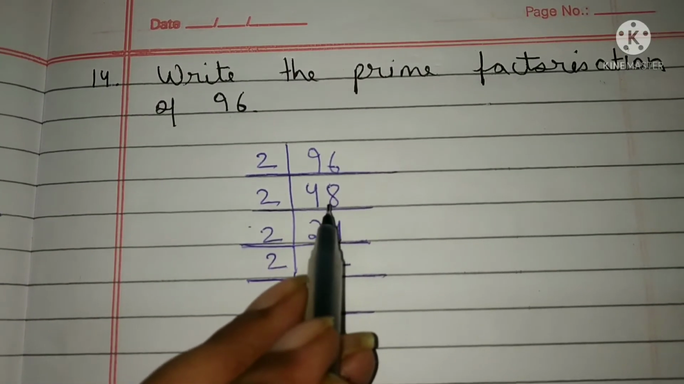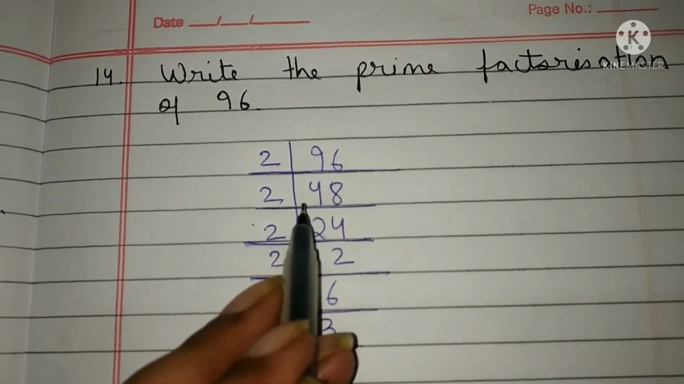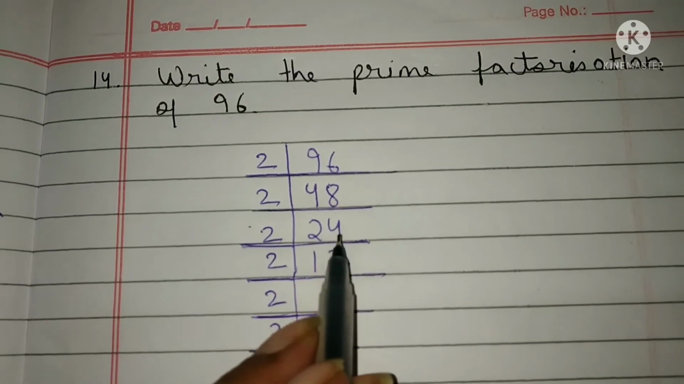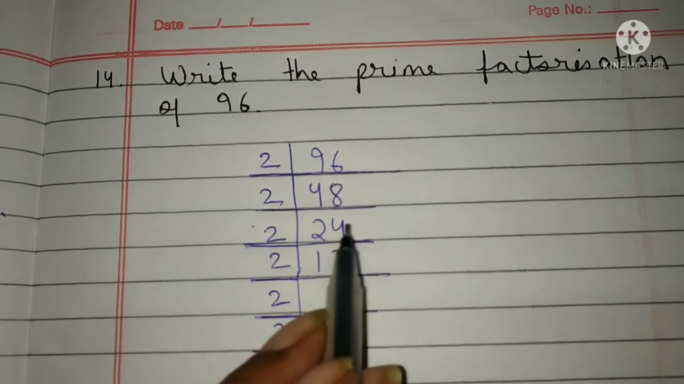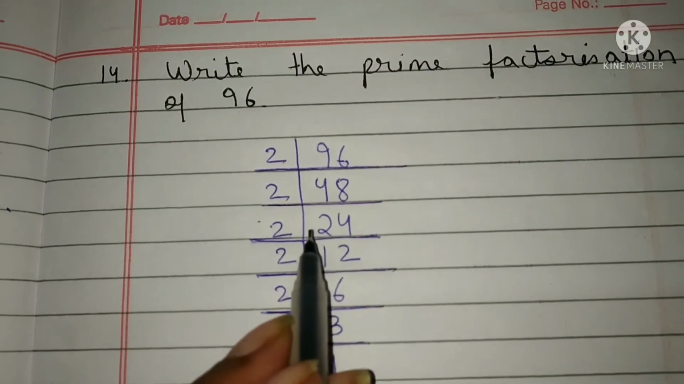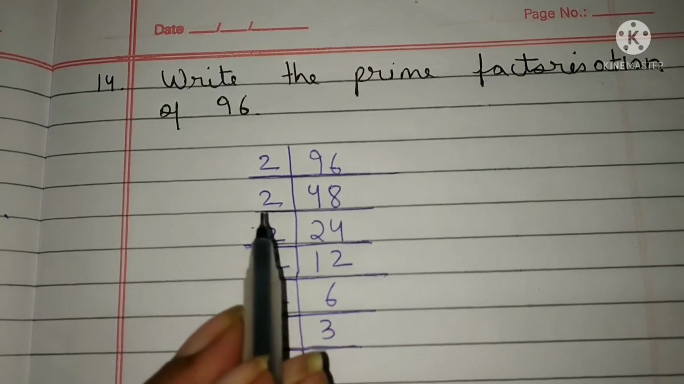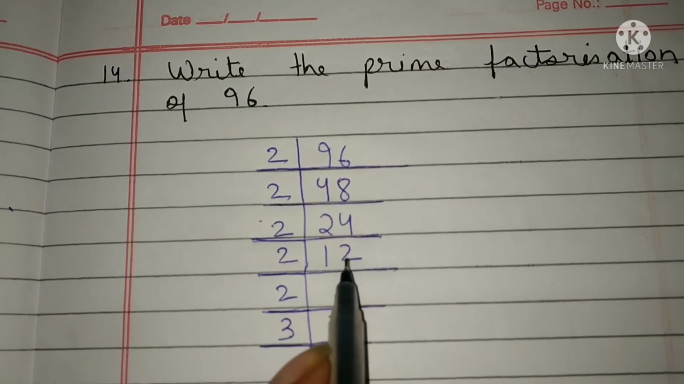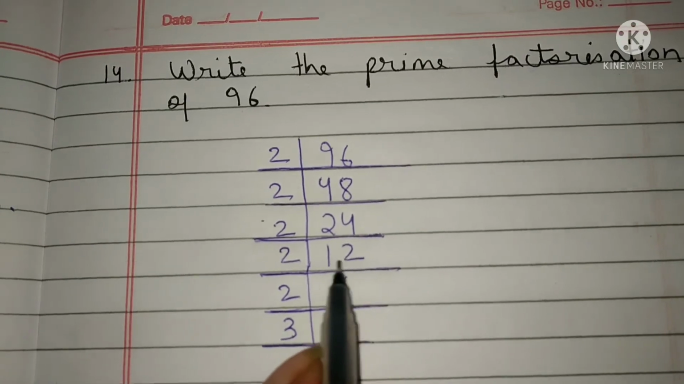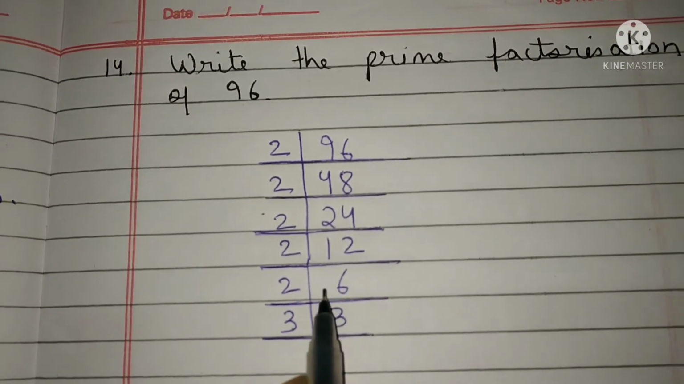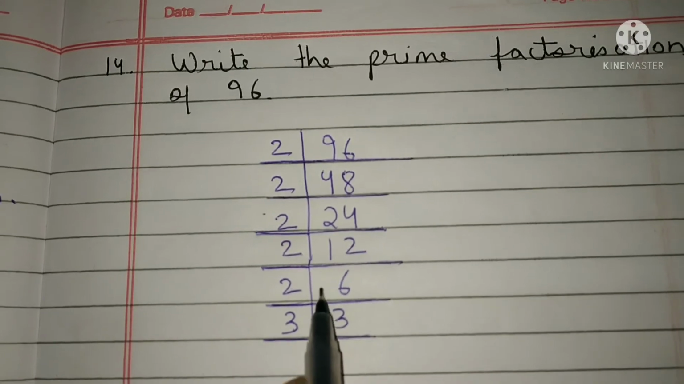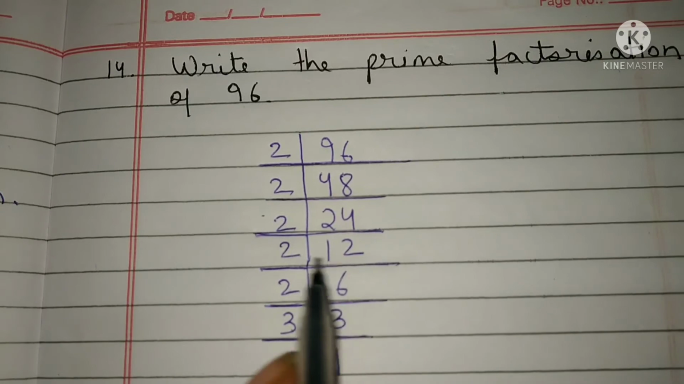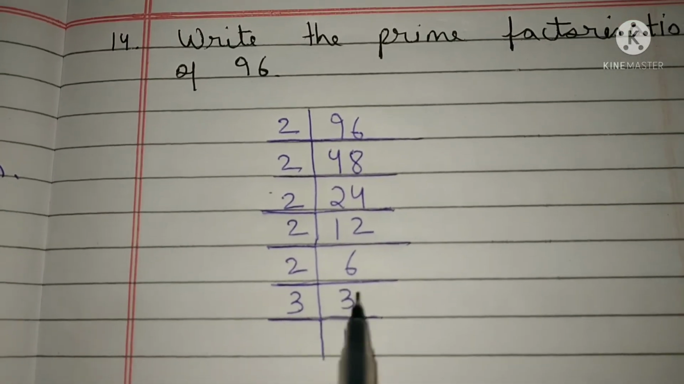Students, 48 is divisible by 2. So we will divide 48 by 2 and the answer is 24. Students, again 24 is divisible by 2. So we will divide 24 by 2 and the answer is 12. Students, 12 is divisible by 2. So we will divide 12 by 2 and the answer is 6. Again 6 is divisible by 2. So we will divide 6 by 2 and the answer is 3.